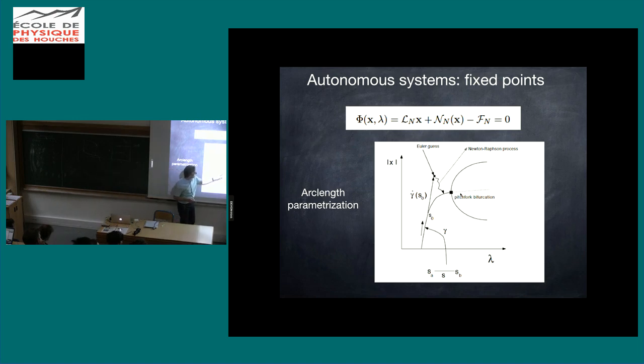If I would do this method here, I would go through a pitchfork and just stay on this branch. I would never see these ones. It just follows this. You can imagine the tangent here, and so you stay on this branch, and if you don't do anything, you wouldn't even see that there's a pitchfork. Newton-Raphson doesn't care about this. So we have to do some more.